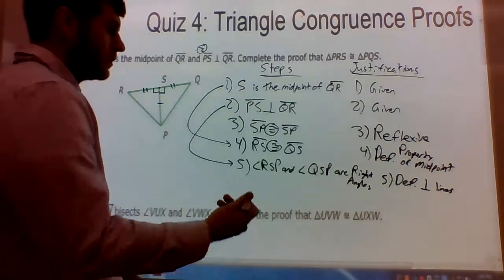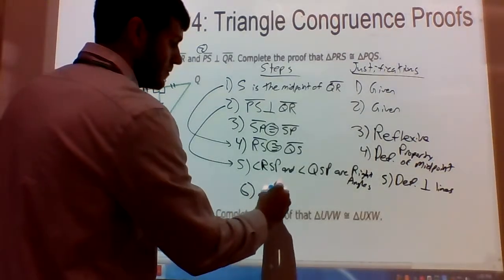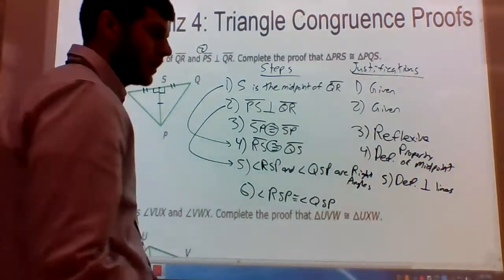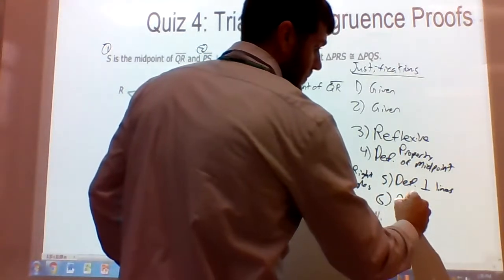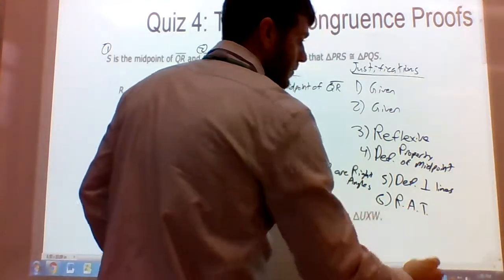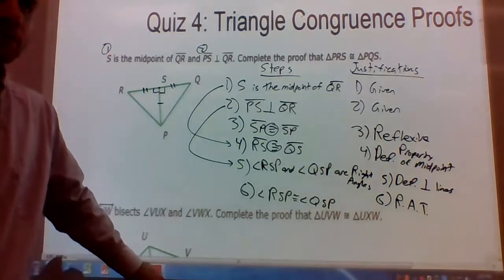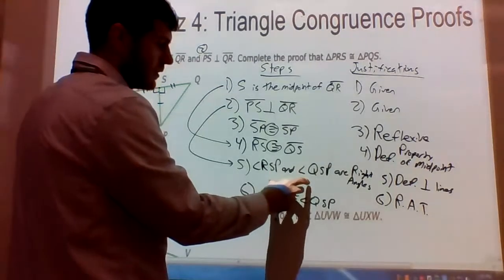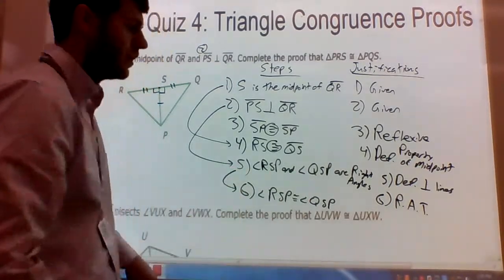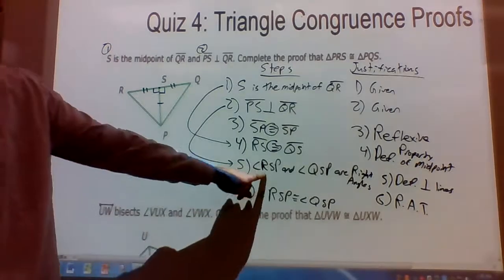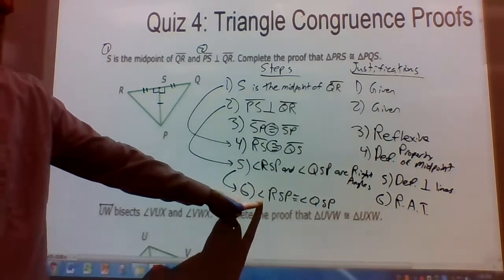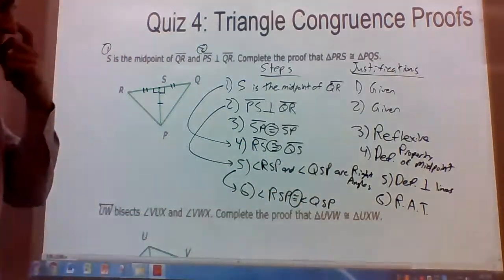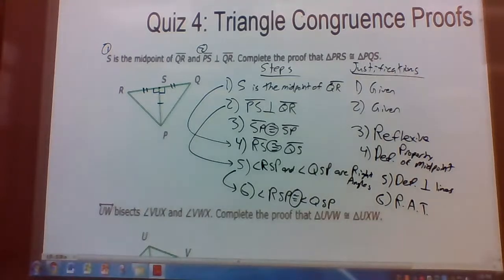Okay, once we know that 2 angles are right angles, we can say that they are congruent. Angle RSP is congruent to angle QSP because of the right angle theorem. Our right angle theorem says that right angles are congruent. Simple as that. So if we have 2 right angles, and step 5 tells us that angle RSP and angle QSP are right angles, we know that they are going to be congruent because all right angles are congruent. Okay. We now have 3 pairs of congruent sides and or angles.